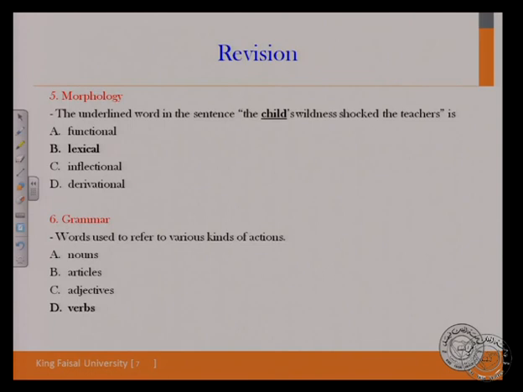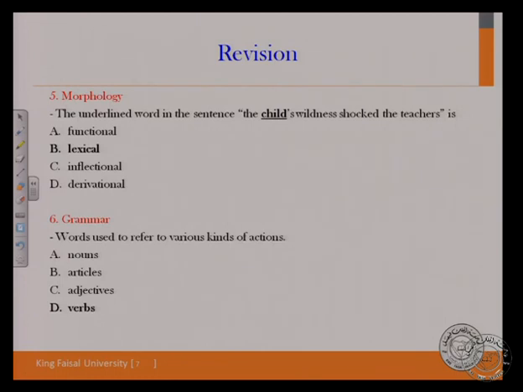From chapter 6 or lecture 6, which was about grammar, I have also selected a question. Words needed to refer to various kinds of actions. This is a definition. So which kind of words is used to refer to various kinds of actions?